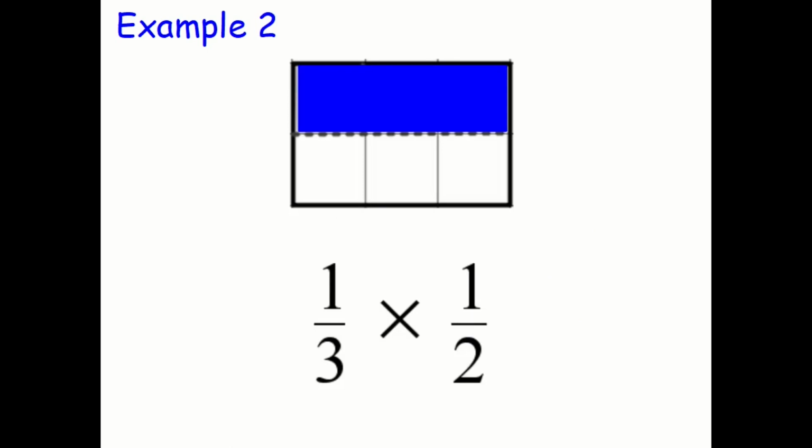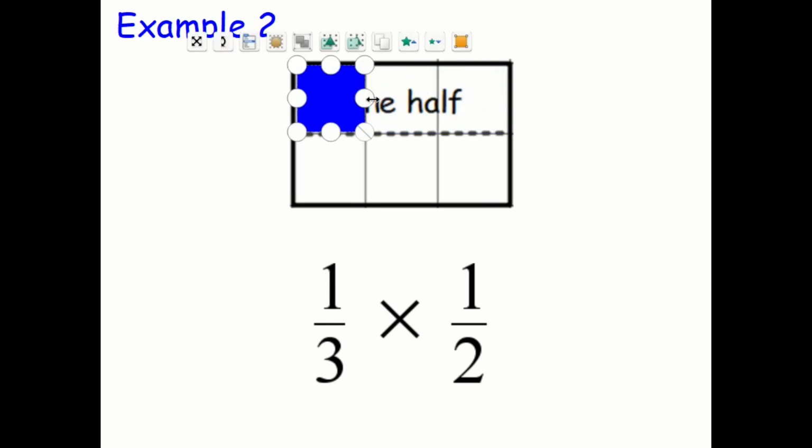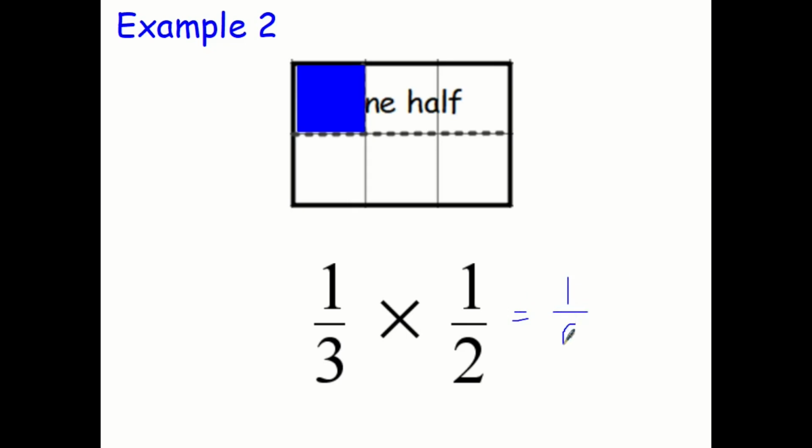Here, I've got 1/3 multiplied by 1/2. Well, here I have 1/2 of my diagram coloured in blue. But what happens if I want 1/3 of that half? So 1/3 of that half, well there's my half. I want 1/3 of it, and remember 1/3 means divide by 3. So what does that give me? Well, it gives me 1/6 of that whole diagram. Because there are 6 of those. 1, 2, 3, 4, 5, 6. And I've got 1 of them.